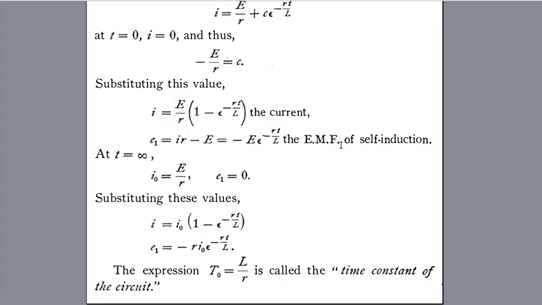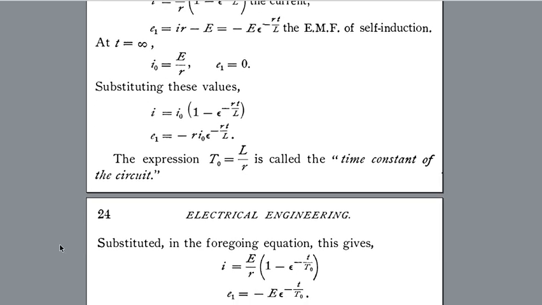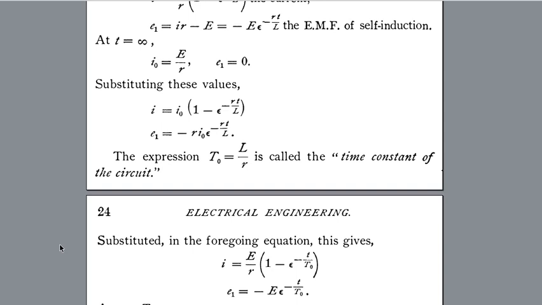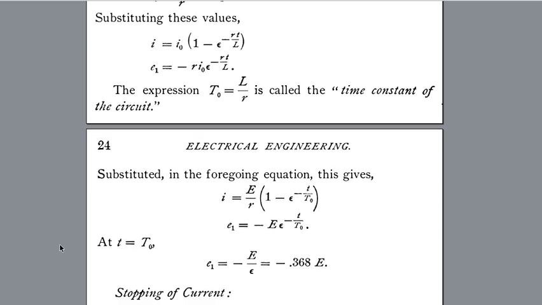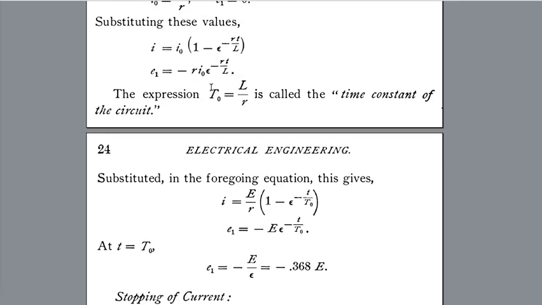As time t approaches infinity, I equals E divided by R, and E1 equals 0. Substituting these values, I equals I0 times the quantity 1 minus e to the power of negative R times t divided by L, and E1 equals negative R times I0 times e to the power of negative R times t divided by L. The expression L divided by R is called the time constant of the circuit. Substituting into the foregoing equation, we have I equals E divided by R times the quantity 1 minus e to the power of negative R times t divided by L, and E1 equals negative E times e to the power of negative R times t divided by L.